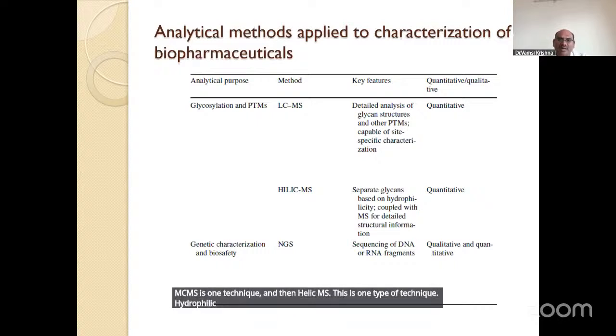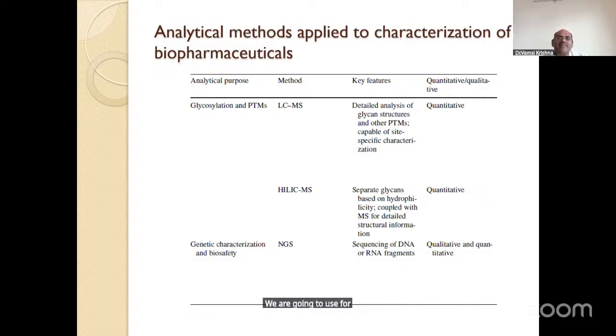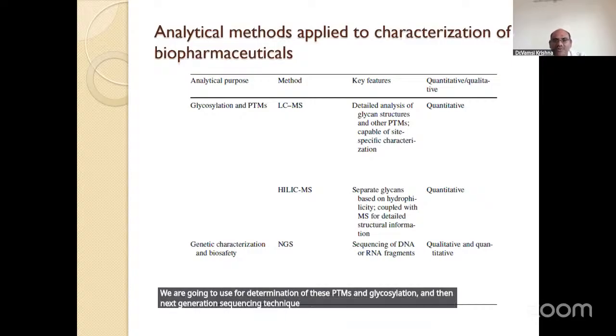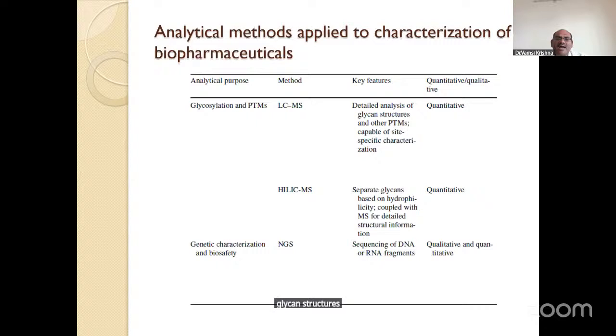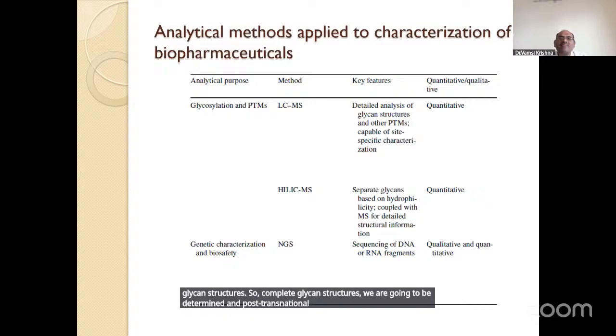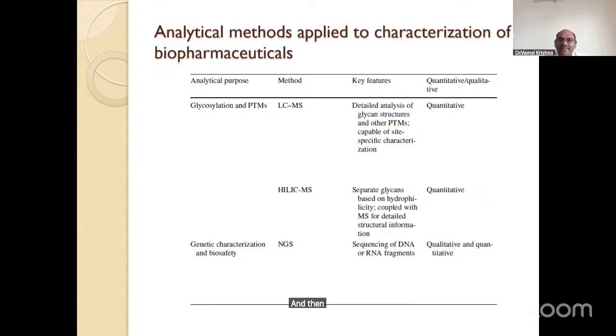Hydrophilic interaction liquid chromatography and MS, mass spectrometry, we are going to use for determination of these PTMs and glycosylation. And then next generation sequencing technique we are going to use for sequencing of DNA and RNA fragments. If you see this LCMS, we are going to perform detailed analysis of glycan structures. So complete glycan structures are going to be determined, and post-translational modifications we are going to determine by means of an LCMS technique. And in the case of HILIC MS, it separates glycans based upon hydrophilicity.